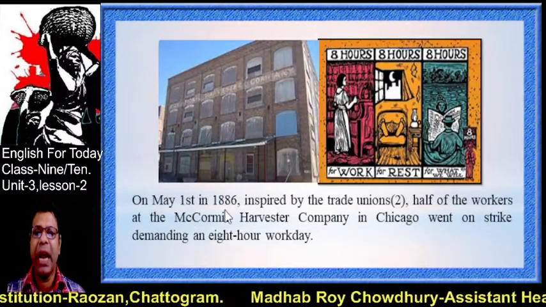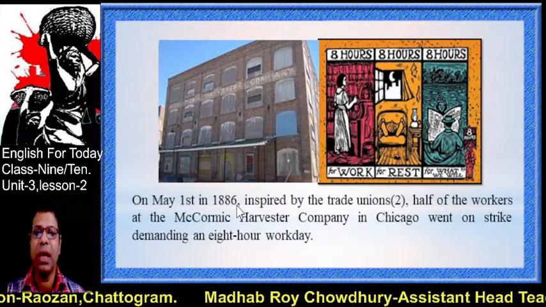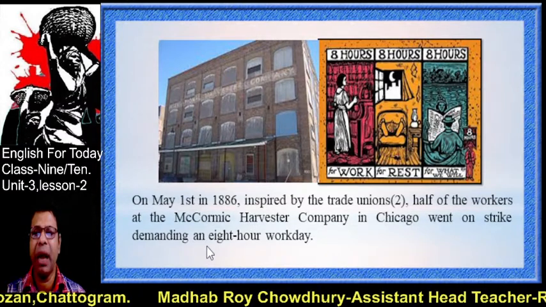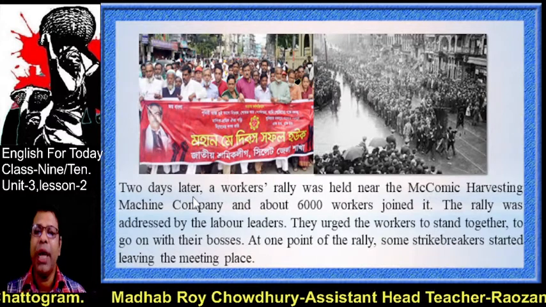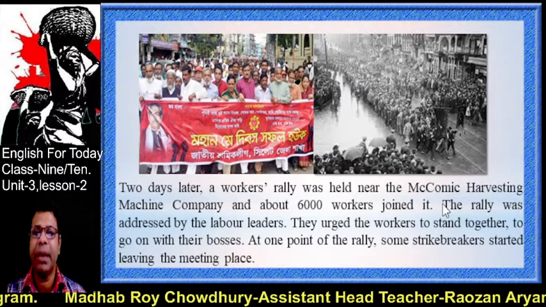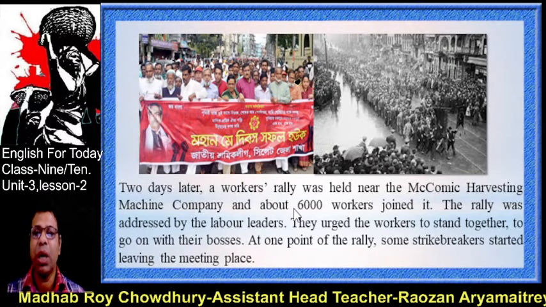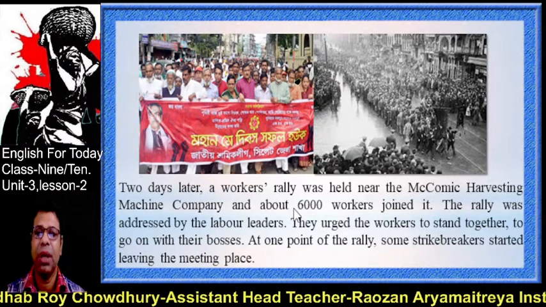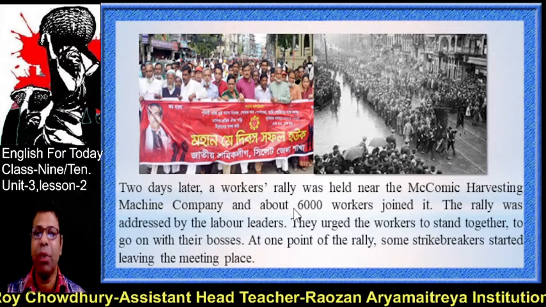On May 1st in 1886, inspired by the trade unions, half of the workers at the McCormick Harvesting Company in Chicago went on strike demanding an 8-hour workday. Two days later, a workers' rally was held near the McCormick Harvesting Machine Company and about 6,000 workers joined it. The rally was addressed by the laborer leaders. They urged the workers to stand together against their bosses.